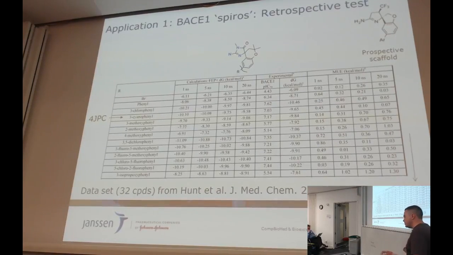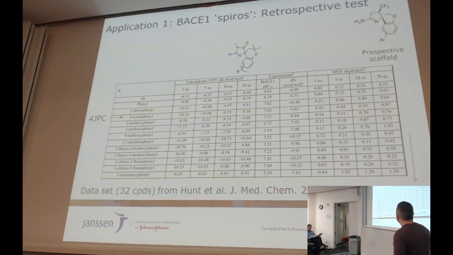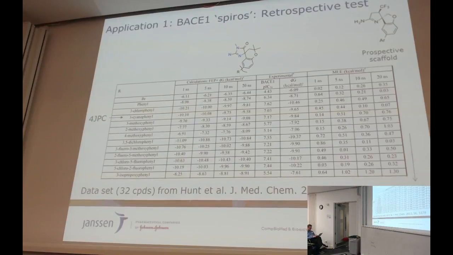So before we jumped into the prospective work, we did a big retrospective study. We took from the literature some close analogs of this scaffold. 32 compounds were in this table in a J Med Chem paper shown here. We ran the FEP on them at different times, we calculated the free energy after normalization, we looked at the MUEs, etc.